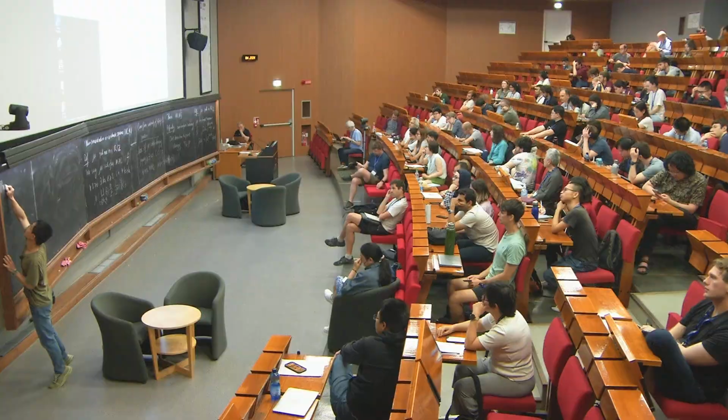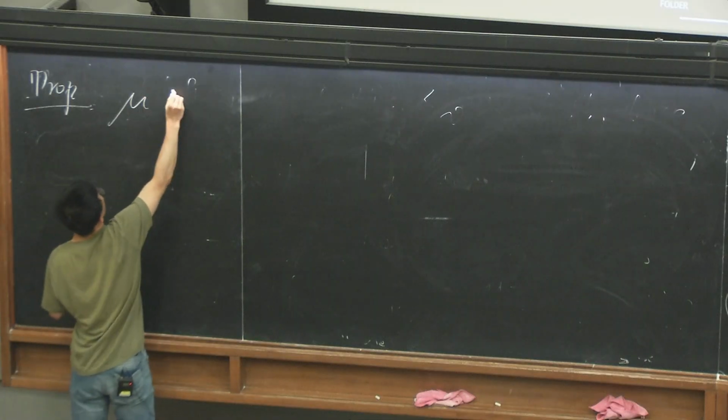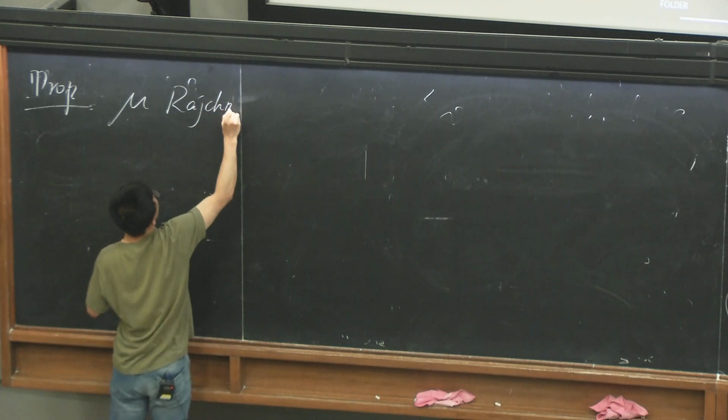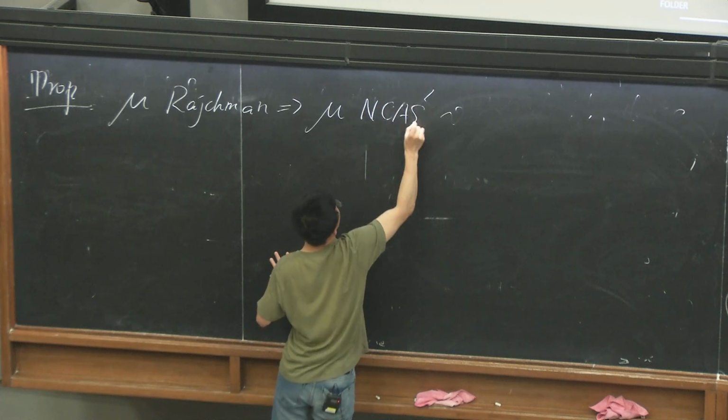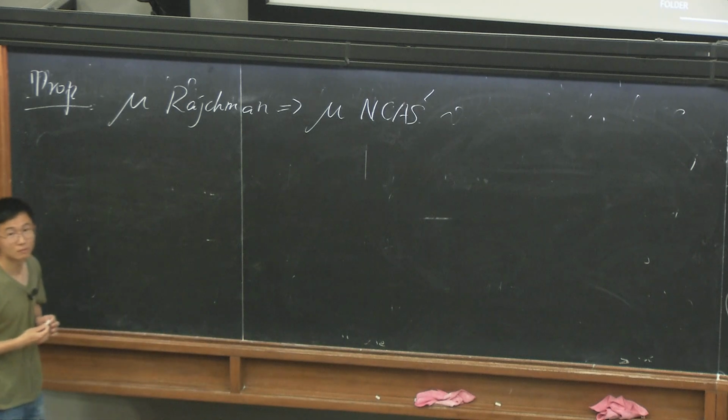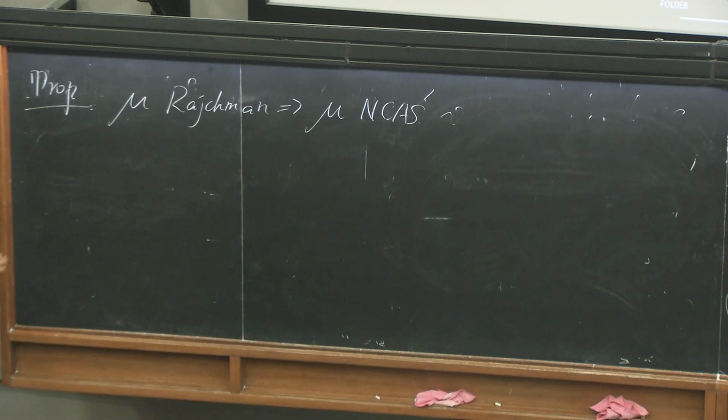It's a proposition that mu Riemann implies mu NCAS. Yeah, so in the remaining time I try to give the proof of this proposition, and I also try to state the version of the Fourier decay that we used, because we need to treat this projection case, so it's a bit more complicated than just the circle case.